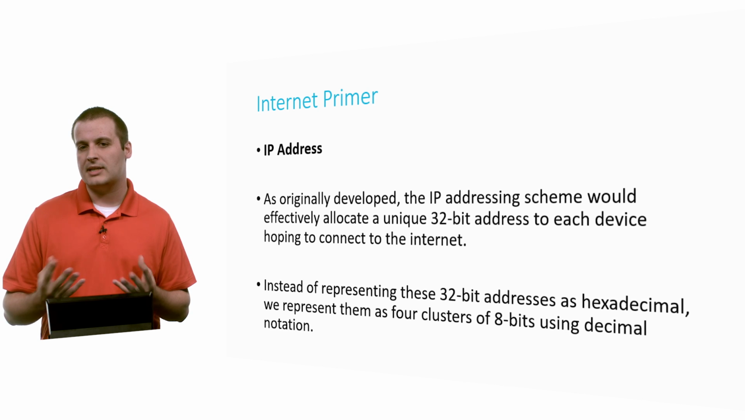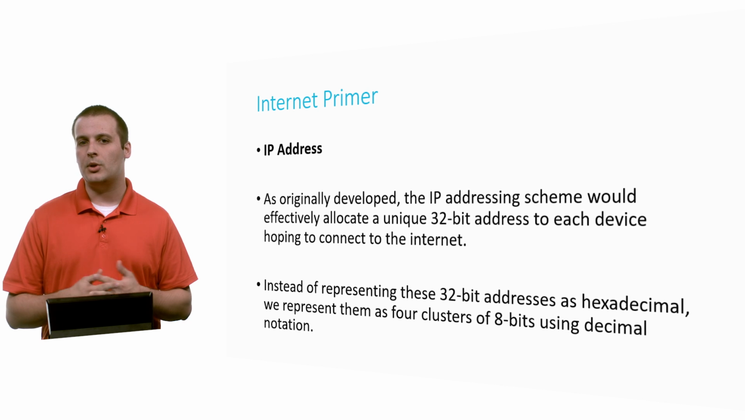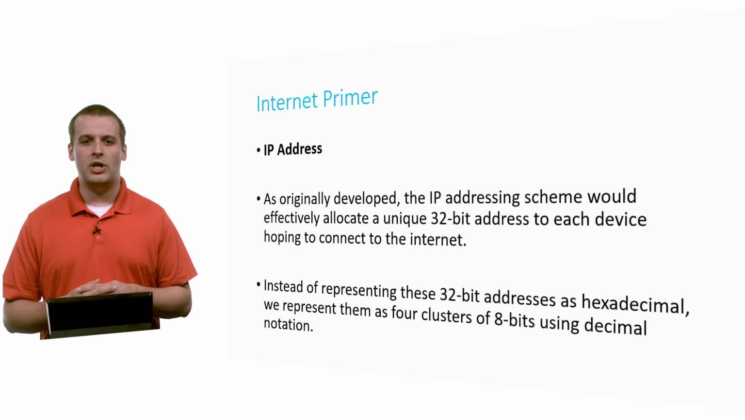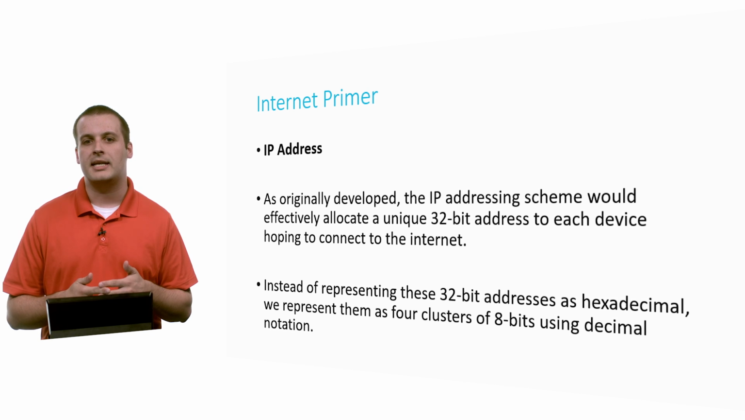Now, what does IP addressing look like? Well, the scheme basically was, when it was first implemented, to give every computer a unique 32-bit address. That's a lot of bits. That's 4 billion addresses.